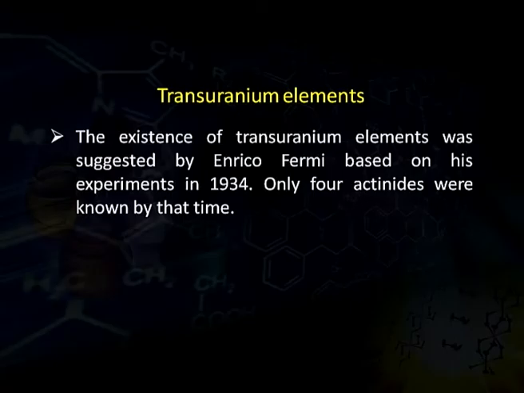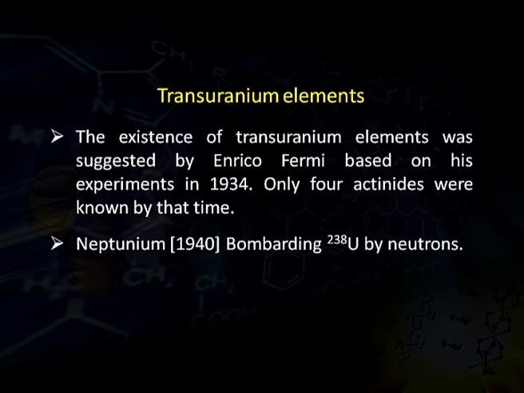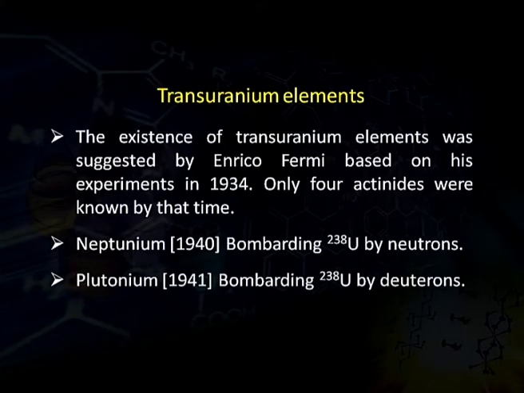The existence of transuranium elements was suggested by Enrico Fermi based on his experiment back in 1934. At that time, only 4 of the actinides were known. Neptunium was discovered in 1940 by bombarding uranium-238 with neutrons. Then in 1941, plutonium was discovered by bombarding uranium-238 with deuterons.